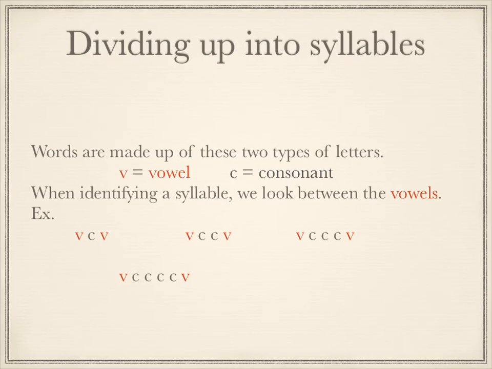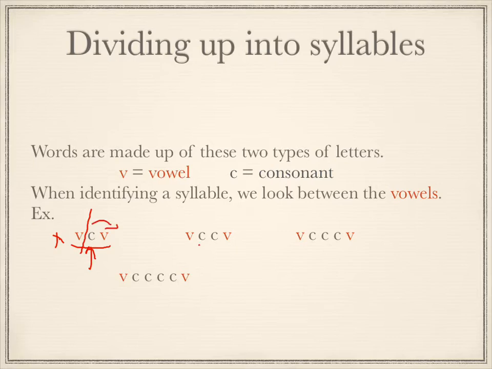Let's start from the beginning, dividing up into syllables. The language is made up of words. Words are made of letters. Letters consist of two things, vowels and consonants. So when identifying a syllable, we look between the vowels. For example, if we encounter a word that has a vowel, consonant, and vowel, how do we divide it up? We're always going to look between the vowels, so when we find this structure, we're going to divide it right there. That consonant is going with the following vowel.